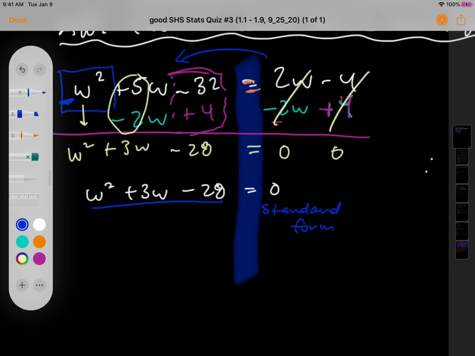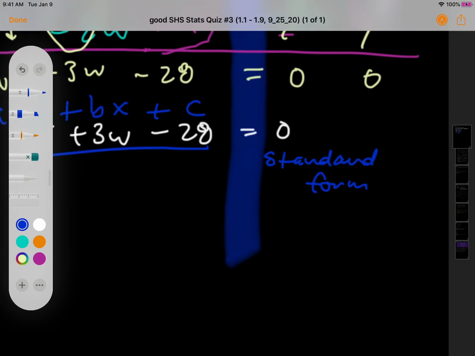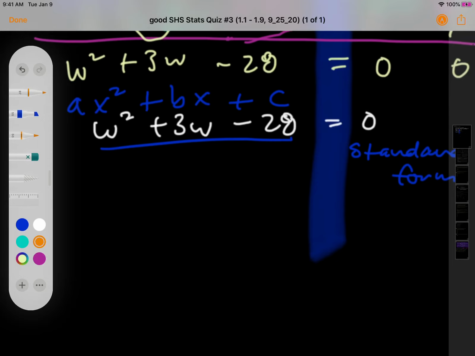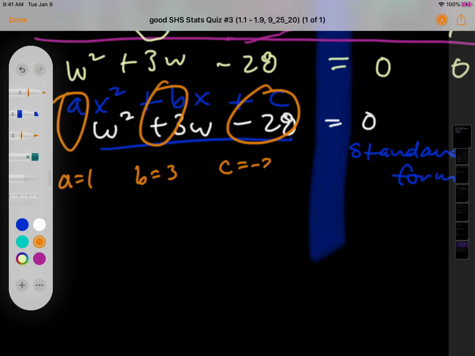And we've actually been working on this since August. Standard form allows us to identify the A's, B's, and C's to help us factor. Now, I know there's W's and those are X's, but it's okay that it's a different variable. Big idea is that we can identify A is 1, B is 3, and C is negative 28. Okay, so let's go ahead and factor those.